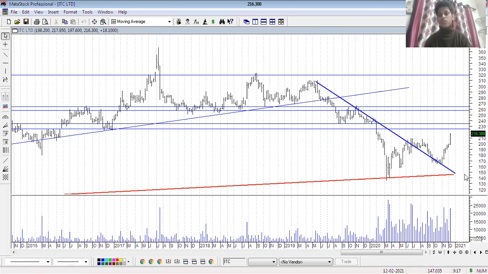So ITC is looking good. For the short term, the next resistance level, or target, is 225 to 234. Then if it crosses and holds this level, the next levels are 257 to 265, and then 300 levels.